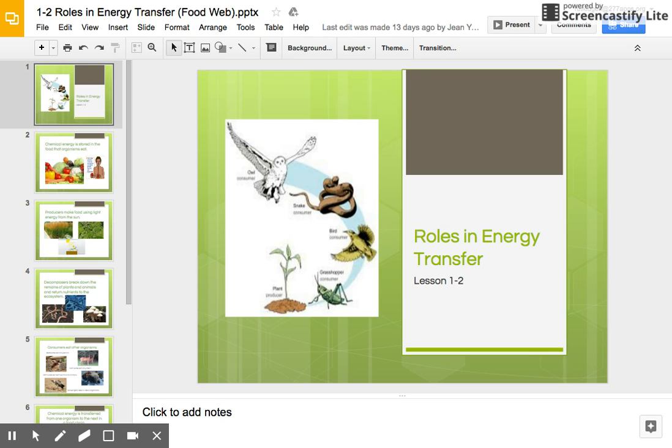This is a seminar for Module D, Unit 1, Lesson 2. The topic is roles in energy transfer. So today we'll be looking at some information that you will need to complete the food web portion of your Biome project.